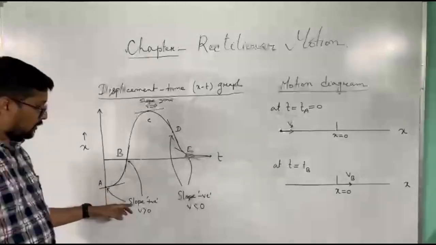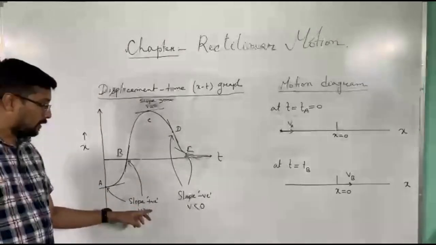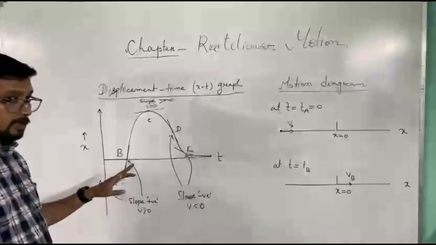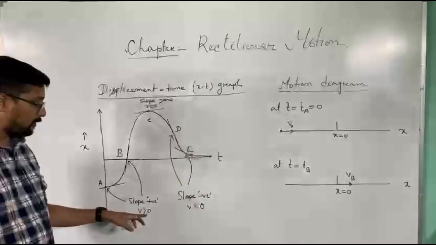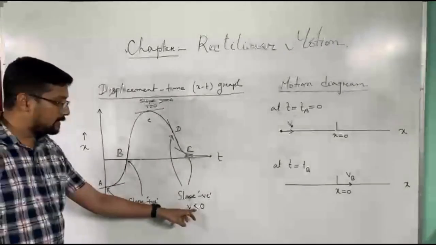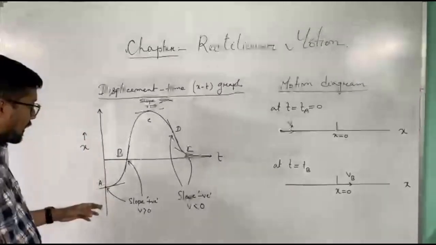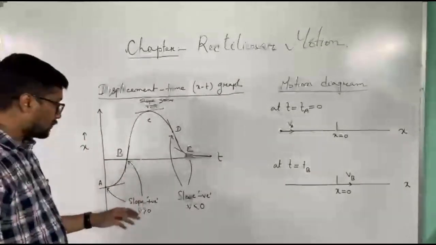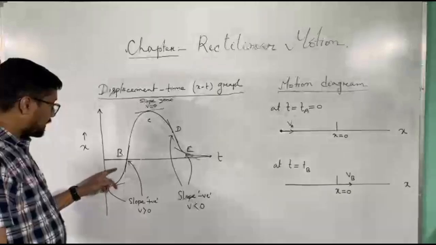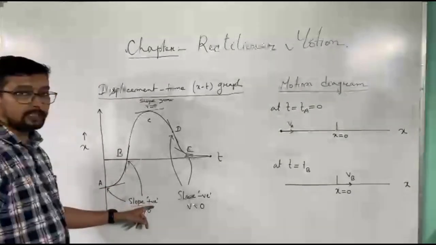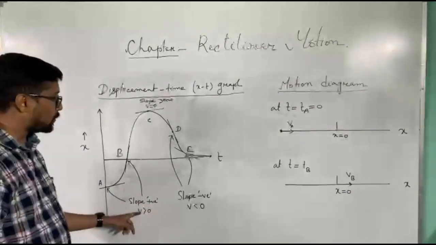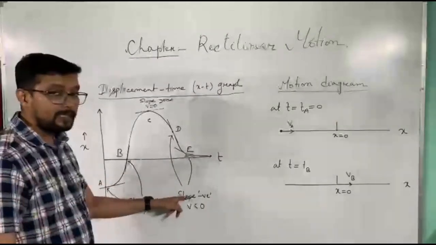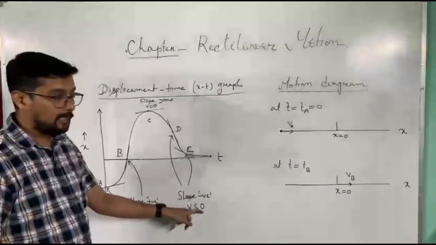Now the slope of this tangent will give me the velocity of the object. If the slope is positive, velocity will be greater than 0, and if slope is negative, velocity will be less than 0. Now as you can see, already it is shown at A and at B slope is positive, that means velocity is greater than 0. At D and E slope is negative, that means velocity is less than 0.